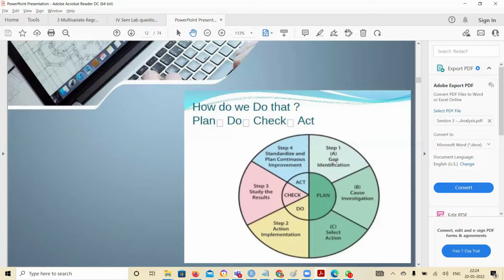Now, if you are not getting the benefit, when you do the check and it is not what you want, then you have to go and perform P, plan, again. So that's why it's a circle. We don't stop at act, we go back to plan. If it is working fine, you continue. But the moment you see it's not working or there's something wrong, you start doing the planning again.